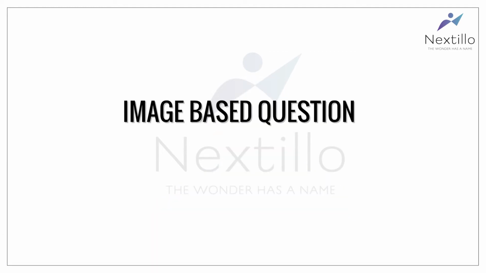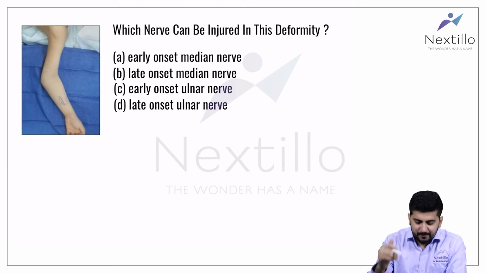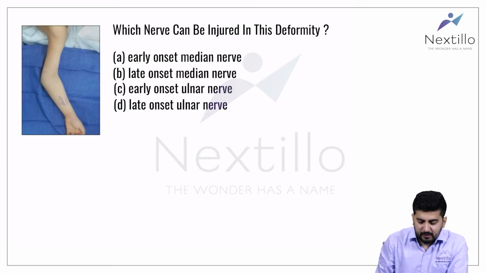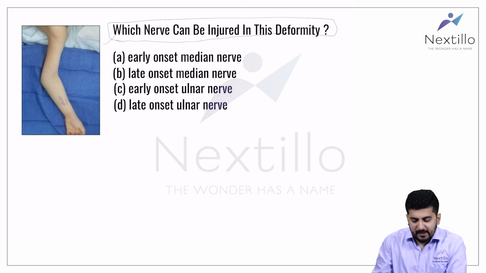Good evening, friends. Today we are discussing some image-based questions in orthopedics. So let us start with it. Now, the first question I would like to discuss, and this has been asked in one of the exams previously also, is which of the following nerves can be injured in this deformity?